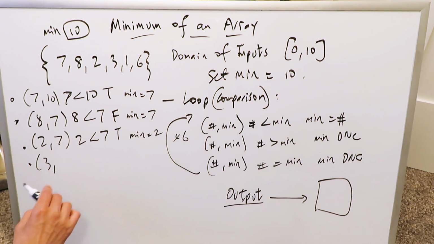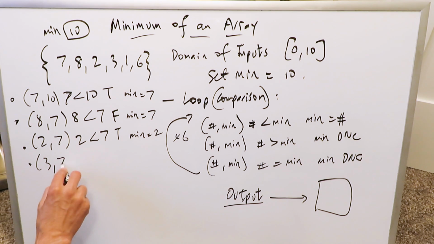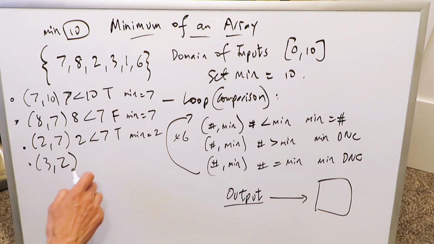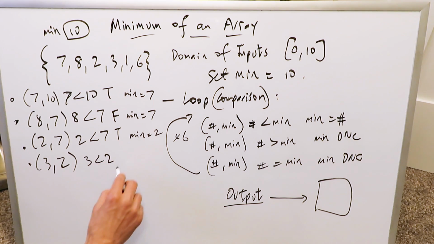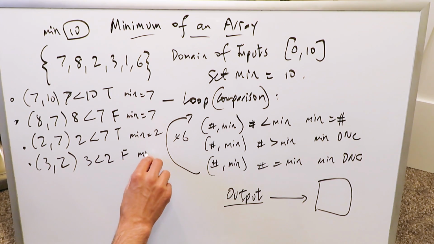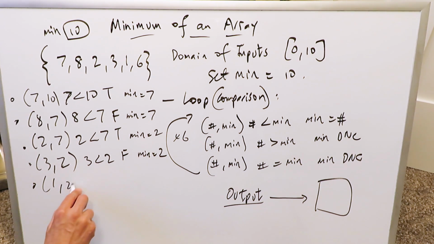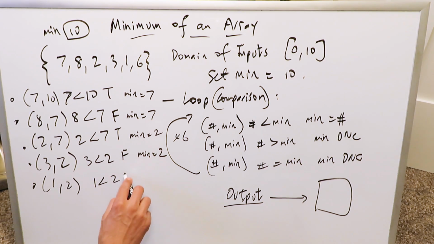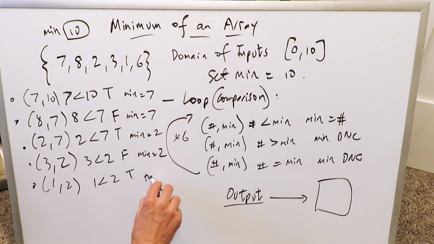We come to the next item of the loop. We're comparing 3 now to our assigned minimum value, which has made its way down to 2. Is 3 less than 2? It isn't. 3 is larger. It's false. Therefore, the minimum will stay as 2. And then second last, we are comparing 1 and now 2. Is 1 less than 2? It sure is. It's true. So the minimum will now change to this test value, and the minimum will become 1.